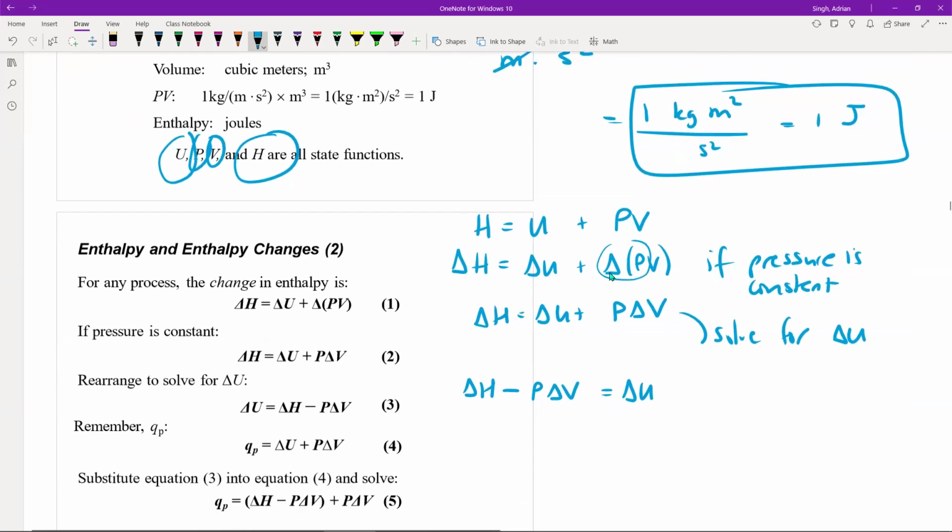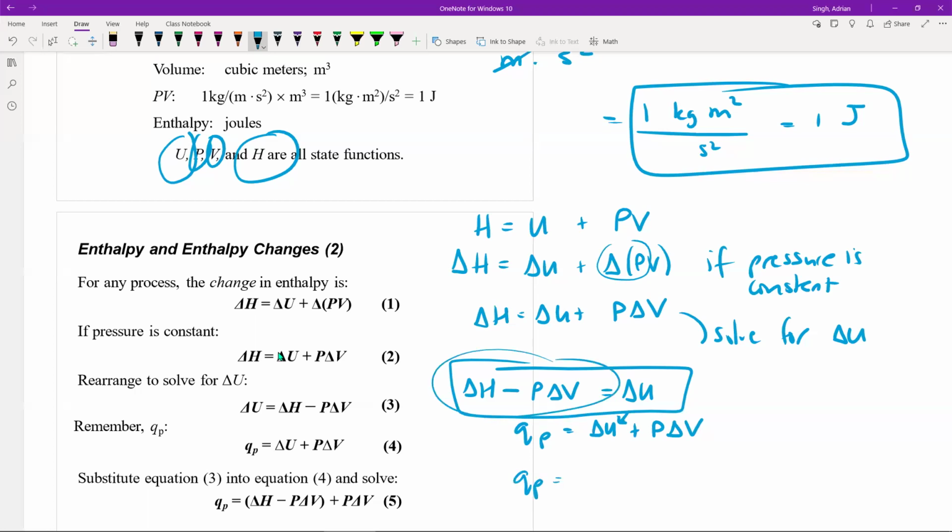And if you recall from up above, the heat under constant pressure is equal to delta U plus P delta V. What I can do is take what delta U is equal to and substitute it into this equation. Q_P is then equal to delta H minus P delta V, and then I still have the remaining plus P delta V. Guess what? These two things are going to cancel out. Negative P delta V plus positive P delta V, they go away. And I end up with heat under constant pressure equal to delta H.